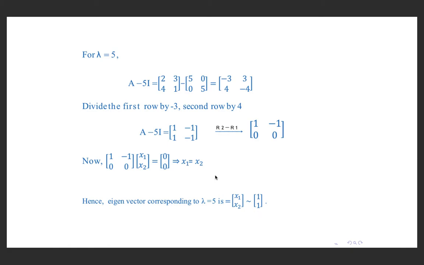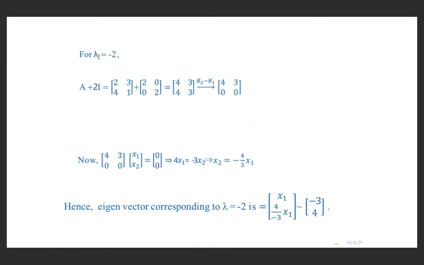Now we will find the eigenvector corresponding to lambda equal to minus 2. For lambda equal to minus 2, A plus 2I is equal to [2, 3; 4, 1] plus 2I. 2I means 2 into 1, 0 into 1, 0 into 0, 2 into 1, because the identity matrix is 1, 0, 0, 1. So this is 2 plus 2, 3 plus 0, 4 plus 0, 1 plus 2, that is 4, 3, 4, 3. If we subtract the second row from the first row, we have 4, 3 and here it is 0 and 0.